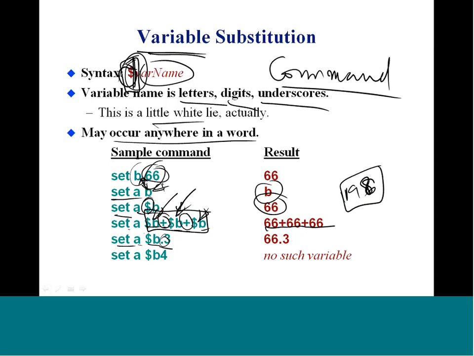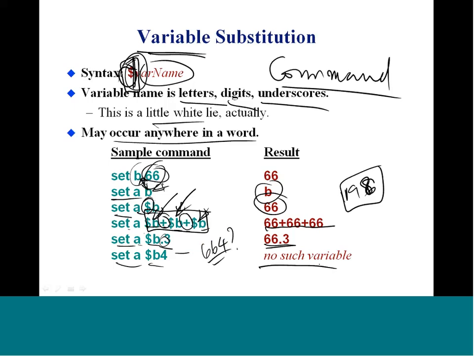So this dot actually is also applied. So here you get 66.3. Now what happens when we say set A $B4? Is this the same as 664?